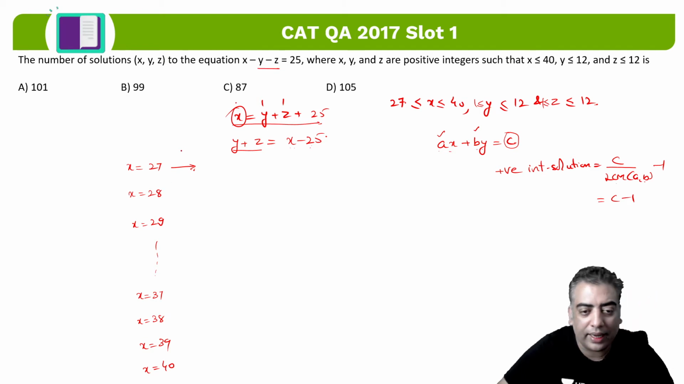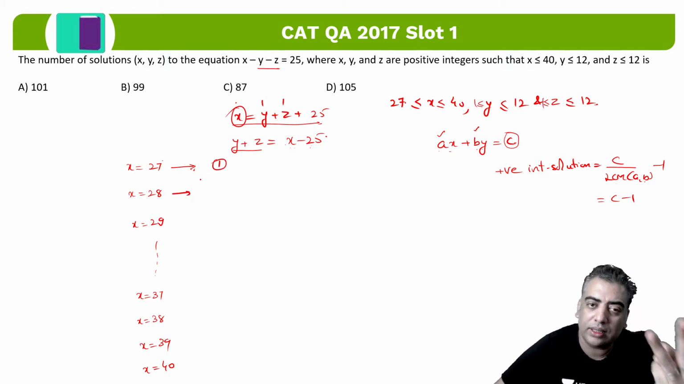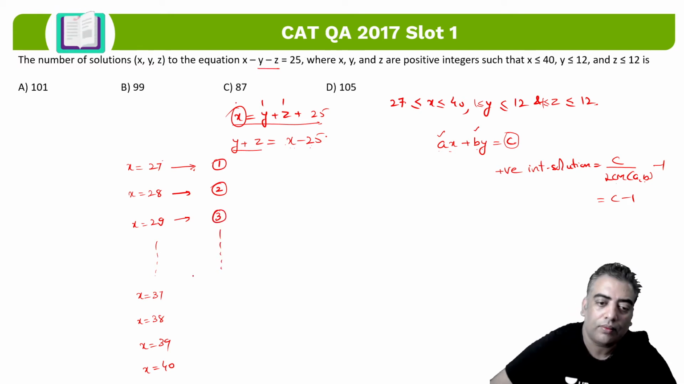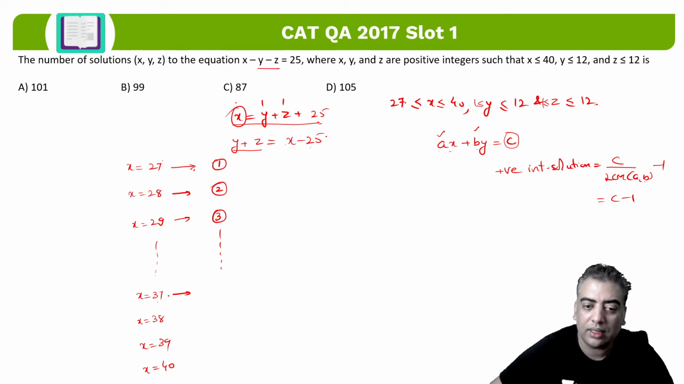So when you take x as 27, 27 minus 25 is 2. So number of solutions will be only 1. 28 minus 25 is 3. 3 minus 1 is 2 solutions. 29 minus 25 is 4. So we can say 3 solutions are there. Likewise, when it is 37, 37 minus 25 will be 12, right?